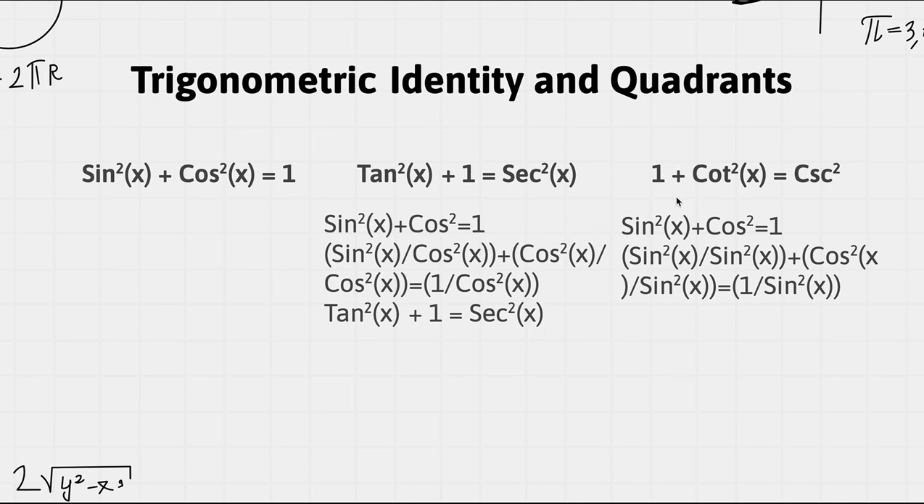But if we want to take it the other way and divide both sides by sine squared instead of cosine squared, then we would have sine squared over sine squared plus cosine squared over sine squared equals 1 over sine squared. And the 2 sines would cancel themselves out, so we get 1. And the cosine would be divided by sine, so we would get cotangent. And then we would have 1 over sine squared, which is cosecant.